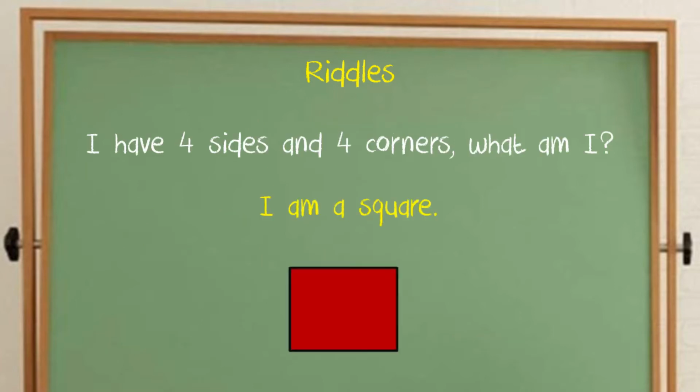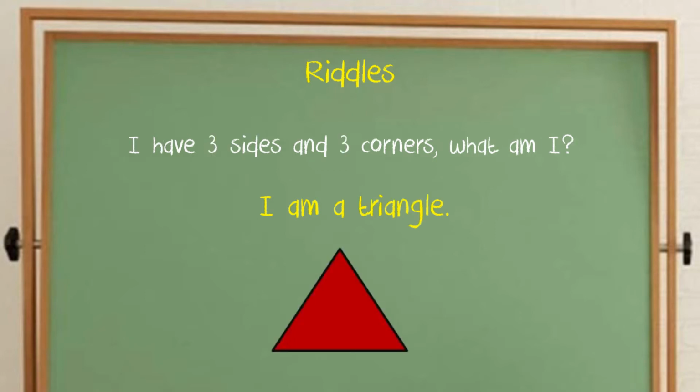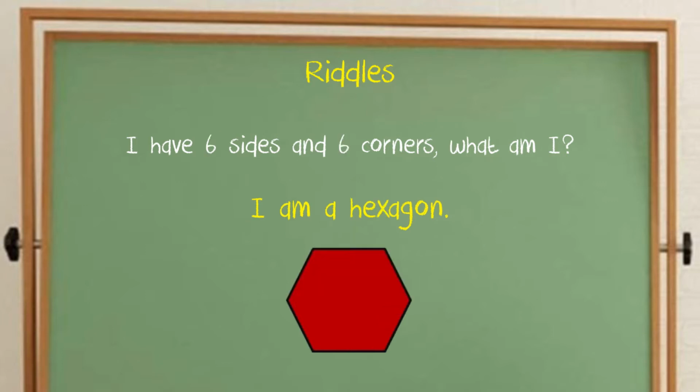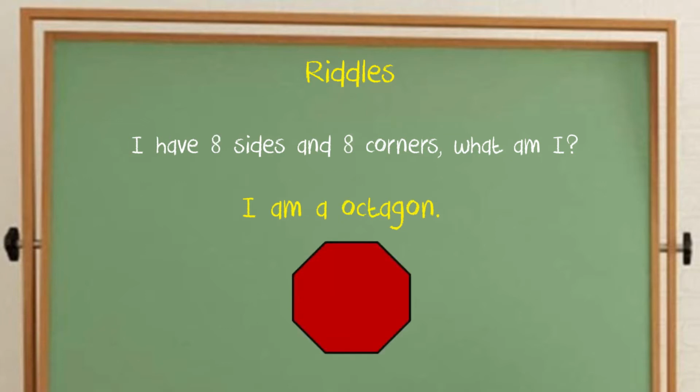For the first one, I have 4 sides and 4 corners. I am a square. I have 3 sides and 3 corners. I am a triangle. I have 5 sides and 5 corners. I am a pentagon. I have 6 sides and 6 corners. I am a hexagon.